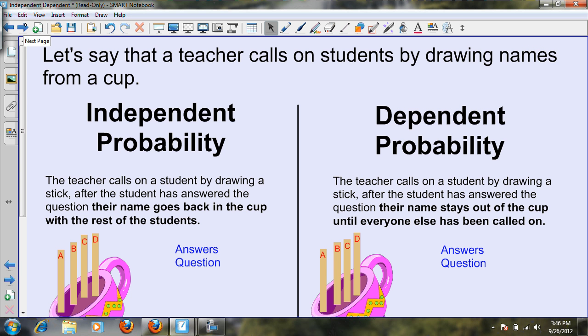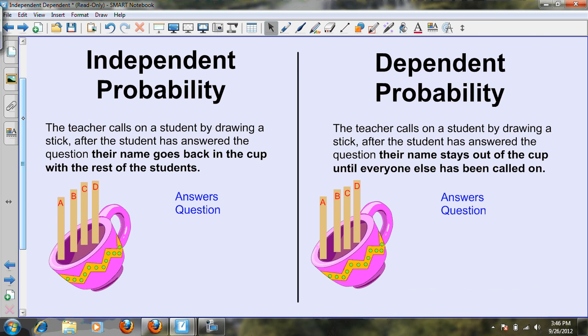Let's say that I'm going to call on students by drawing names from a cup. Here's a cup. It has names in it. After the student answers the question, their name goes back into the cup. So if I pick Max, and then I put Max's name back in, I still have the same number of students that I began with. And whoever I pick next, the fact that I picked Max first doesn't matter. It's not going to affect whether I pick Noah second.